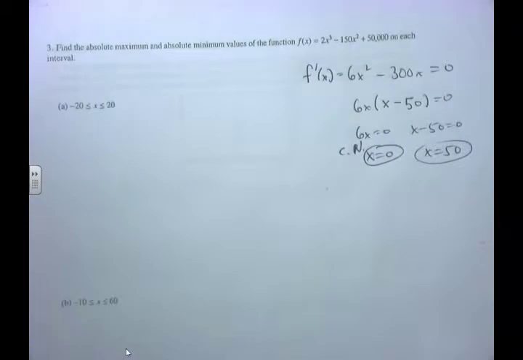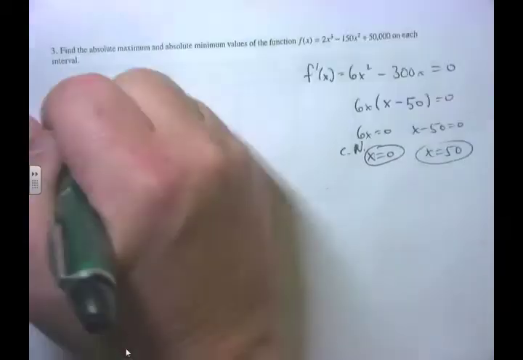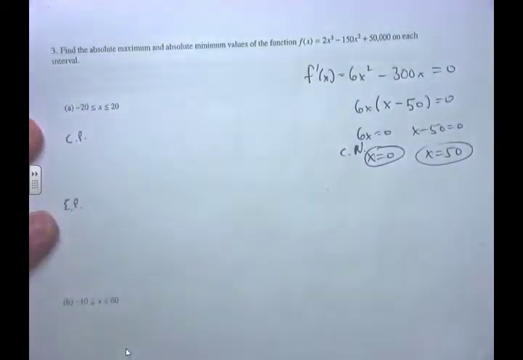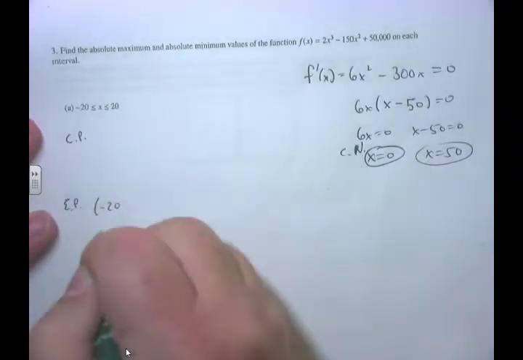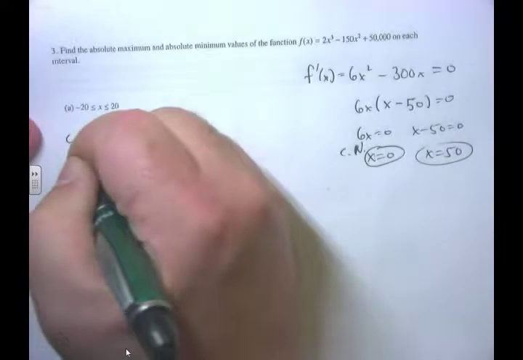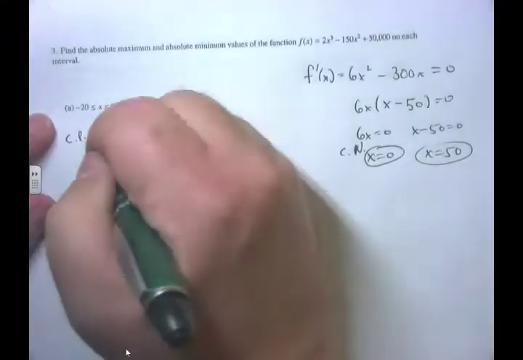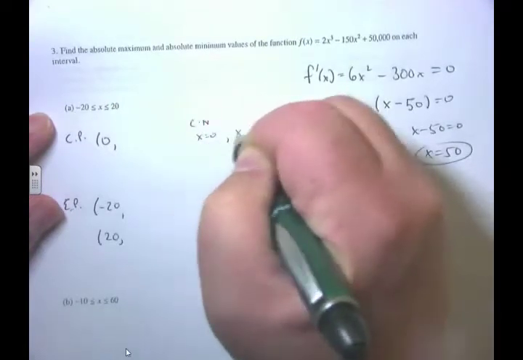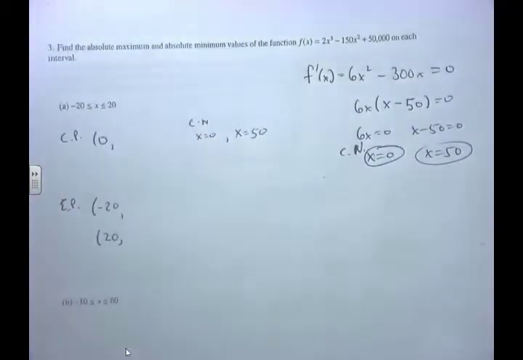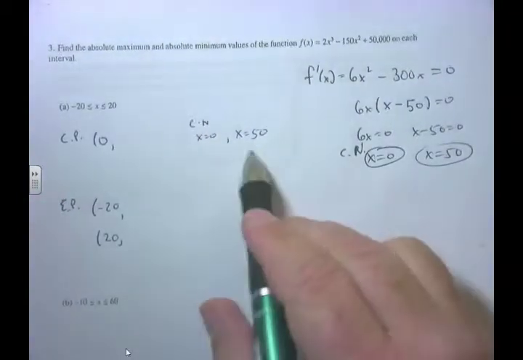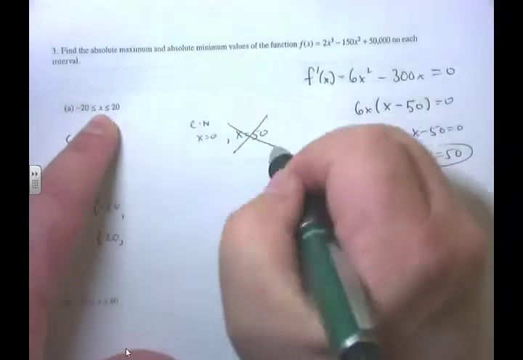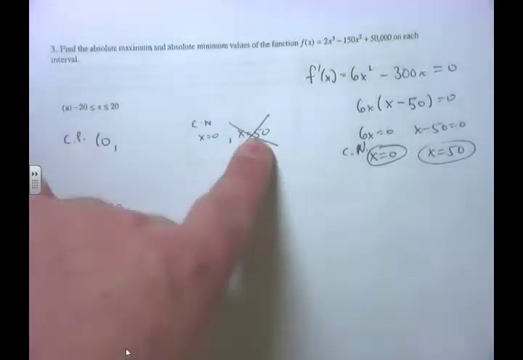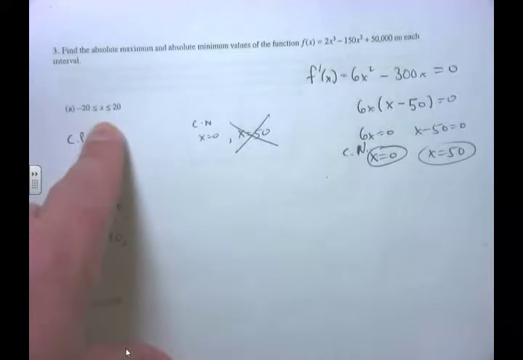What do you remember about finding absolute maxes and absolute mins? You've got to compare critical points to endpoints. This time they gave me the interval between negative 20 and positive 20. My endpoints are negative 20 and positive 20. The critical numbers are x equals 0 and x equals 50. But look at your interval. You only care about numbers within your interval. 50 is outside my interval. Blow it off. You're only allowed to look at critical numbers that are inside your interval. You don't care what's happening at 50 because you only care about what's between negative 20 and 20.